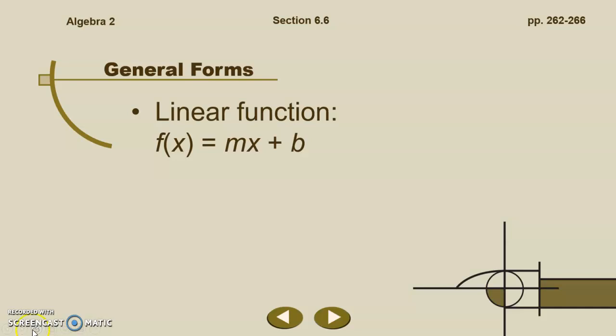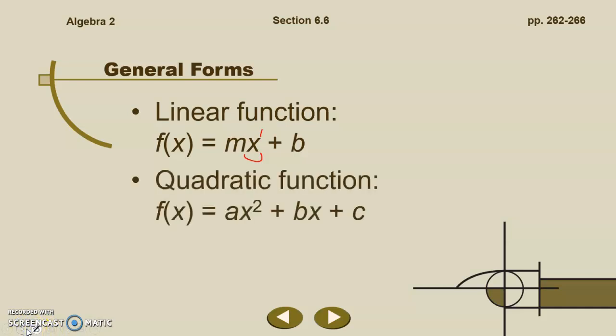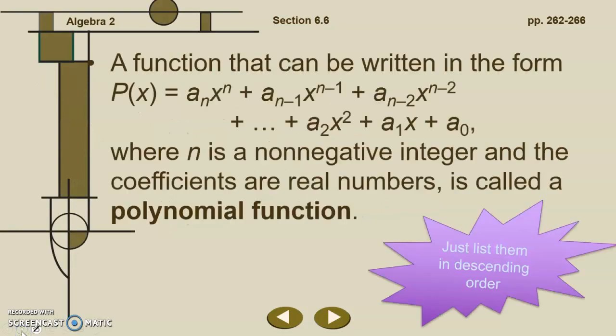We have some general forms of equations that we've already seen. First, we have our linear function. A linear function is just when x is raised to the first power, and this was our y equals mx plus b, our slope-intercept form of this function. Our quadratic function, ax squared plus bx plus c, is what gave us our parabolas. Linear functions gave us straight lines, quadratics gave us parabolas.